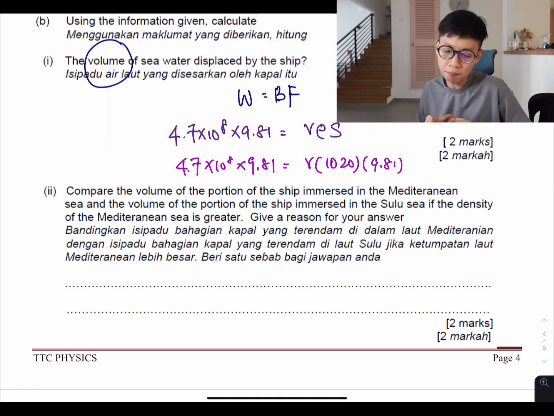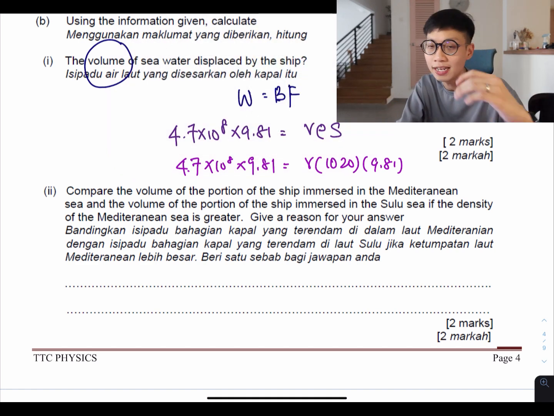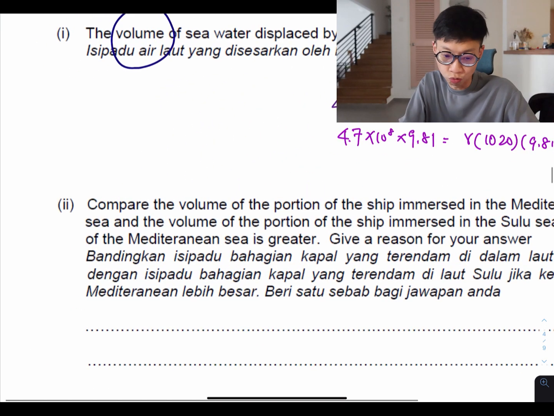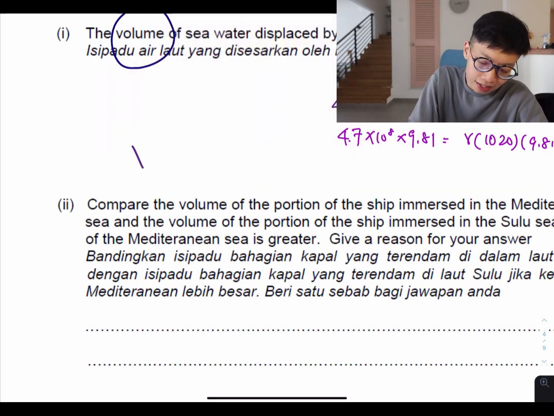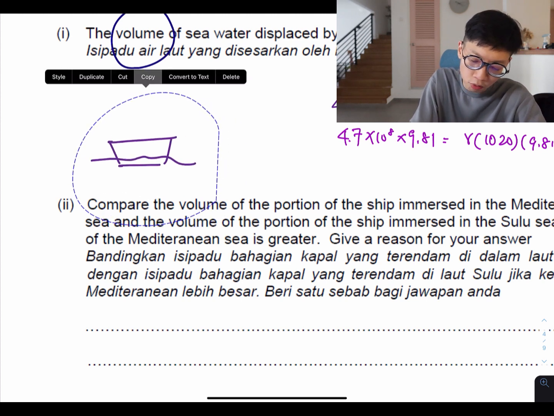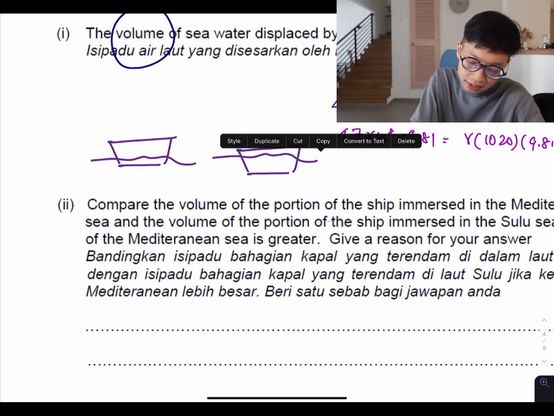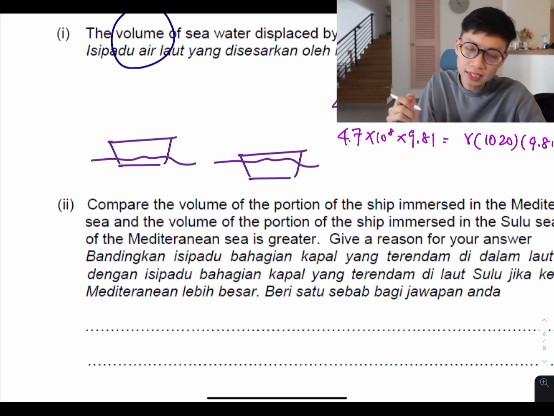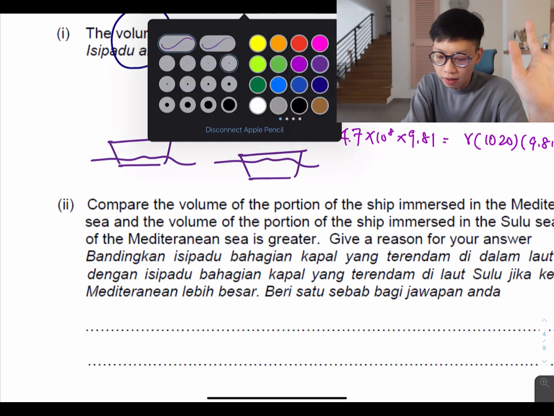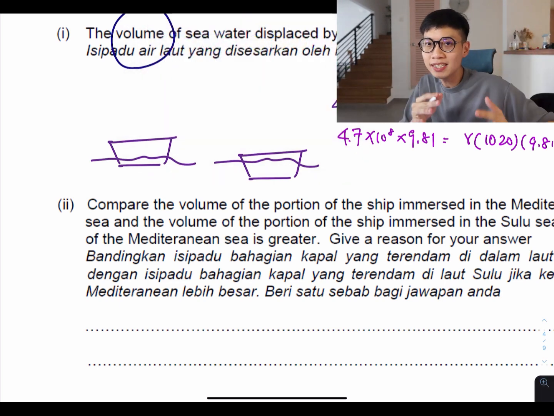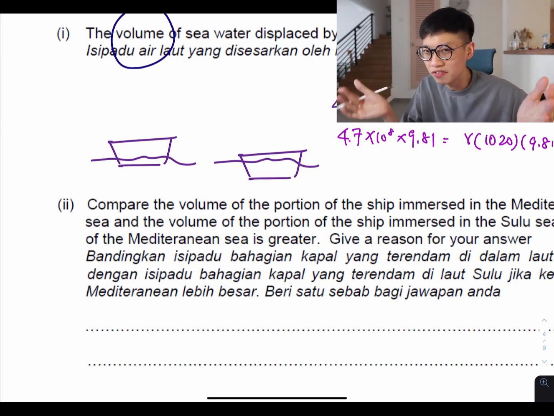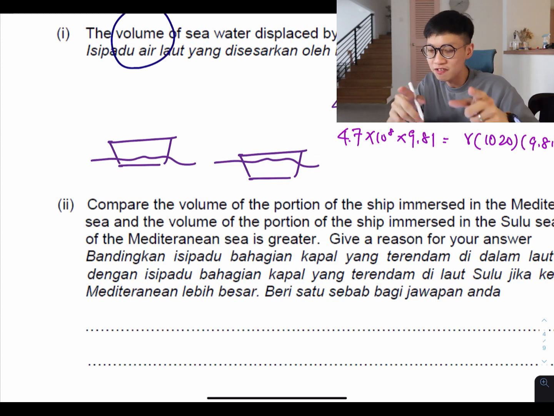Compare the volume of the portion of the ship immersed in the Mediterranean and in the Sulu Sea. The most common thing everybody knows how to do is sea versus river. So if I now draw two similar boats immersed in different liquids, what you can see here is one floating higher and one floating lower. Let me ask you one question: which one is the Mediterranean Sea, and which one is the Sulu Sea? Usually students will tell me, oh, this is sea, this is river. But this question is tricky because they are both sea.